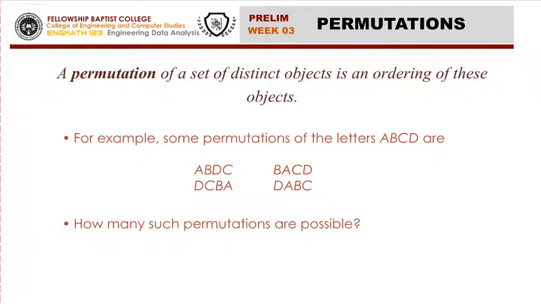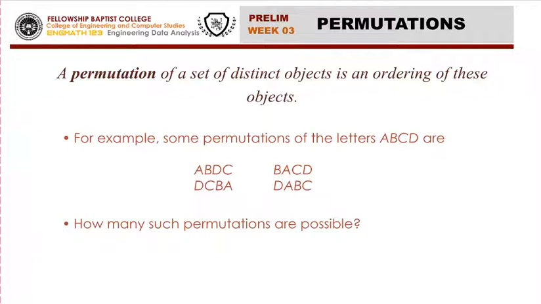Okay, so hello everyone. Next topic for your engineering data analysis is the topic on permutations. This is the next topic after understanding the concept of the fundamental principle of counting. So we have permutations. What is a permutation? A permutation of a specific set of distinct objects is an ordering of these objects. So we have to be mindful now of the order of specific objects.